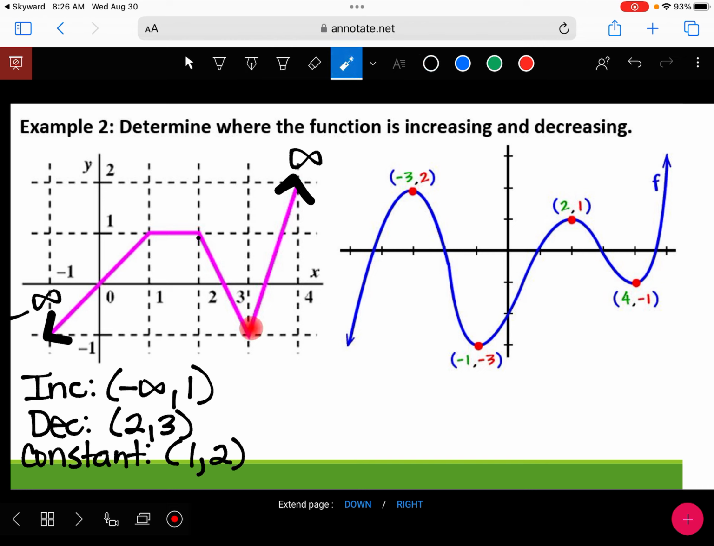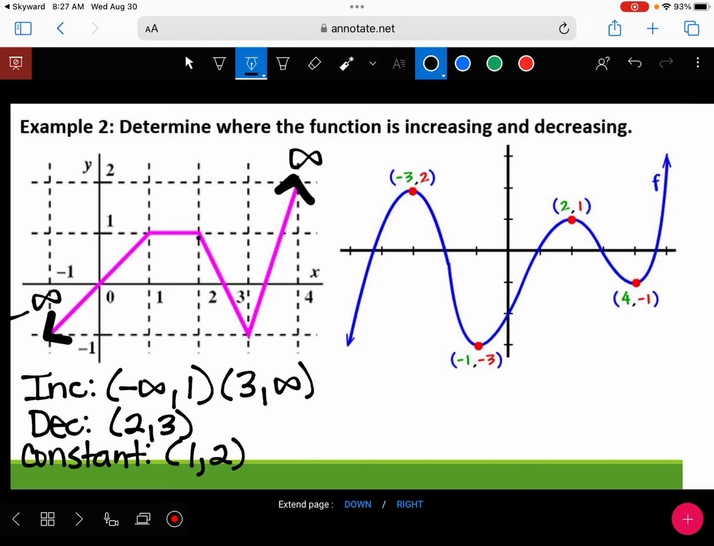And then lastly, when you get to 3 and all the way to positive infinity, what is it doing from 3 to infinity? Increasing. And that's it. You're just looking at a graph and telling me between what intervals of x does it increase, decrease, or stay constant. When we look at the second graph is even easier because we have ordered pairs.